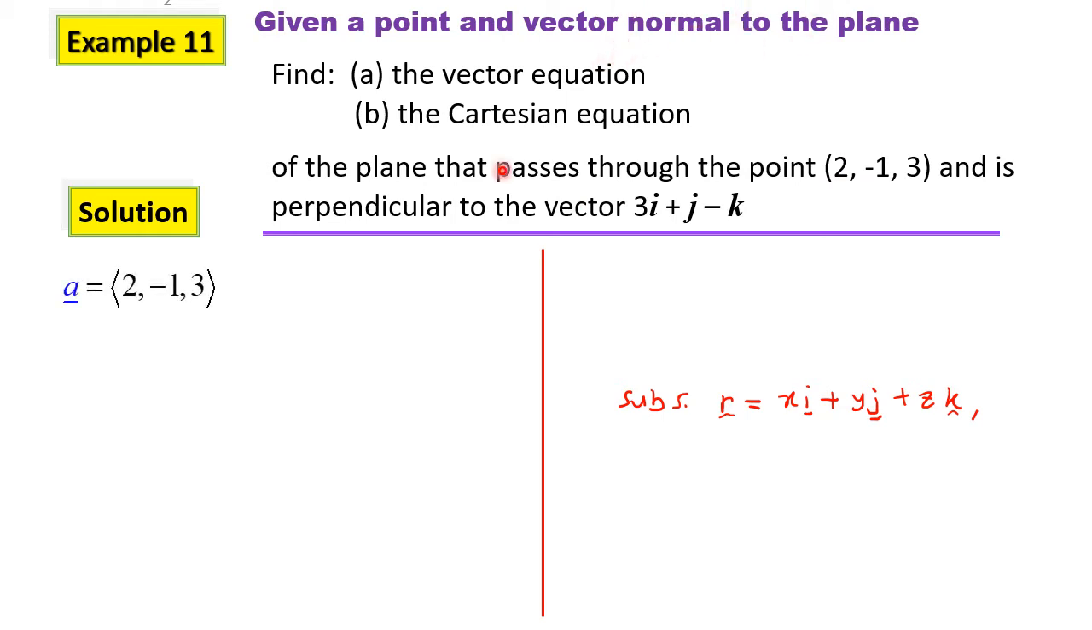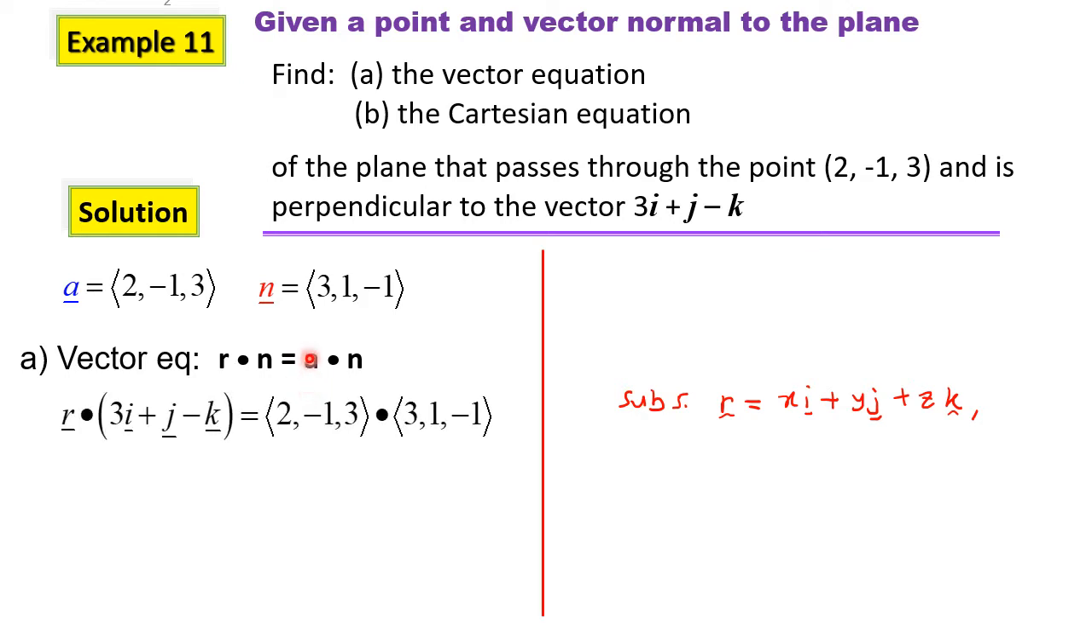So as you can identify here, the position vector is 2, -1, 3, and then the normal is 3, 1, -1. Since it is very direct, we just straight away substitute into the formula r dot n equals a dot n. So substitute n with 3i plus j minus k. On the left hand side we put ijk, okay? Because usually the answer for vector equation has ijk.